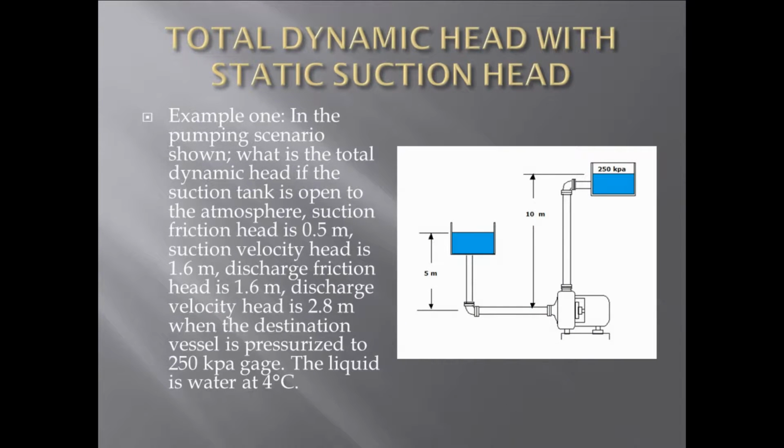Example 1. In the pumping scenario shown, what is the total dynamic head if the suction tank is open to the atmosphere, suction friction head is 0.5 meters, suction velocity head is 1.6 meters, discharge friction head is 1.6 meters, discharge velocity head is 2.8 meters, and the destination vessel is pressured to 250 kPa gauge. The liquid is water at 4 degrees C.